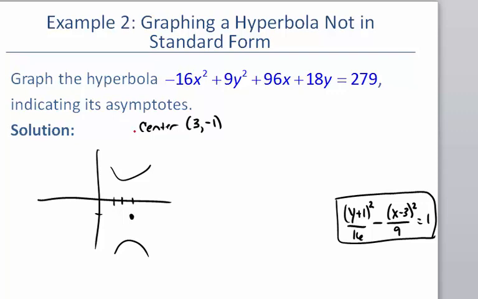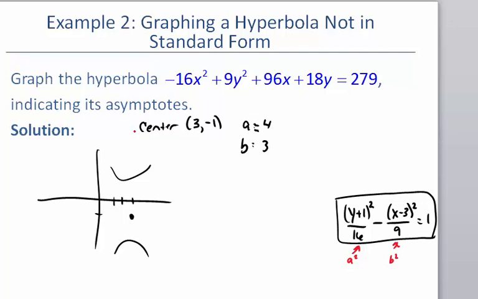Okay, so once that's determined, let's go ahead and figure out our a and our b values. Our a value is going to come from the 16. Remember, this is a squared. And our b value is going to come from the 9. So we know that a is equal to 4 and b is equal to 3.